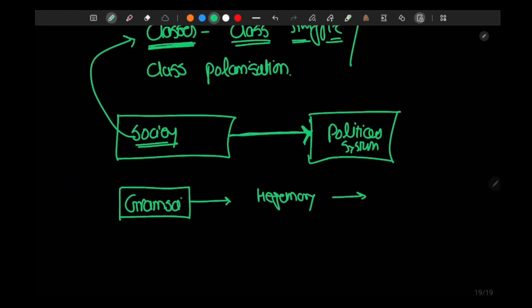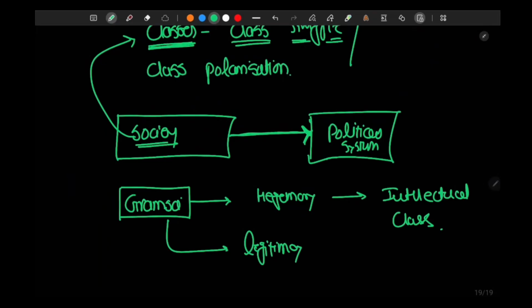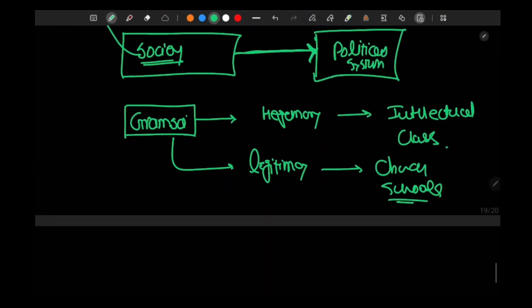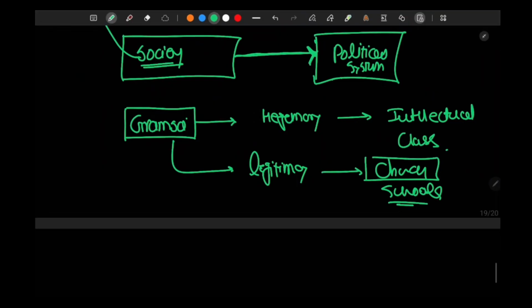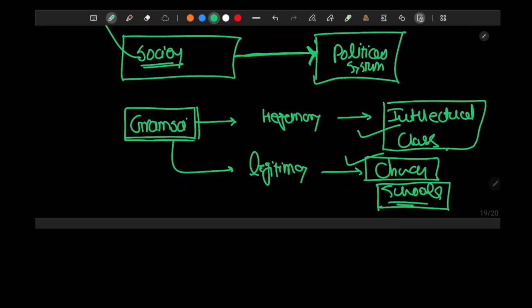He gives the idea of the intellectual class, and the idea of legitimacy. He analyzes church and schools. These are elements of society: church belongs to religion, school belongs to the education system and socialization. Gramsci gave analysis with respect to the intellectual class, church, and schools.